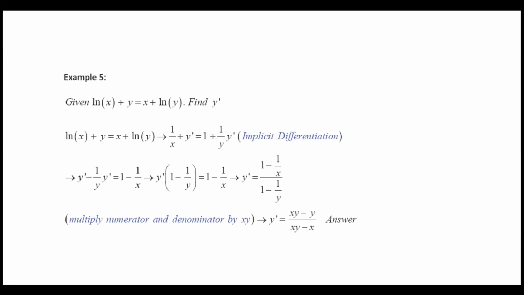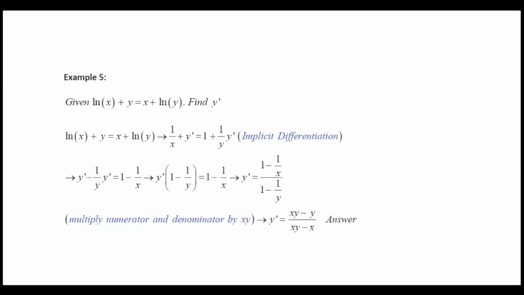Now, this next example is ln of x plus y equals x plus ln of y. We're going to have to use the implicit derivative here. The derivative of ln of x is the derivative of x, which is 1 over itself. The derivative of y is 1. Put a y prime with it. The derivative of x is 1. And the derivative of ln of y is the derivative of y, which is 1 over itself. And put a y prime with it.